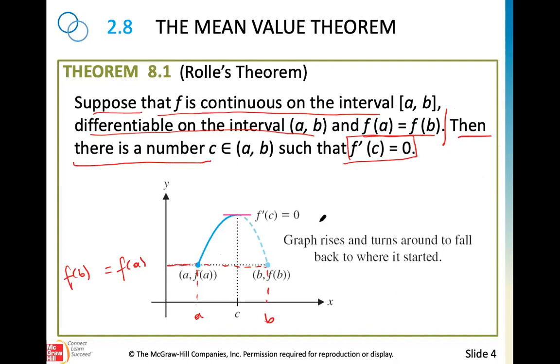Is it okay? Is it clear from the graph? Since the starting point and ending point are the same, that means you are going up and you are going down.